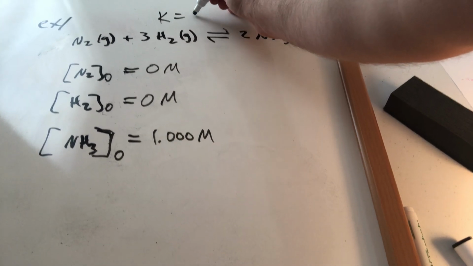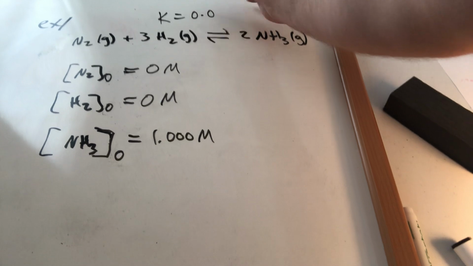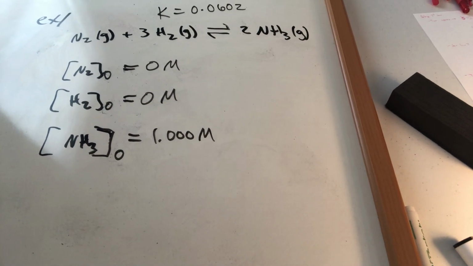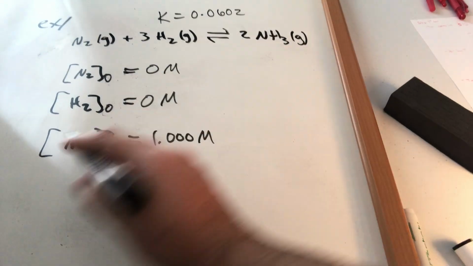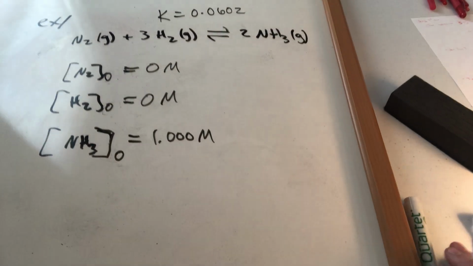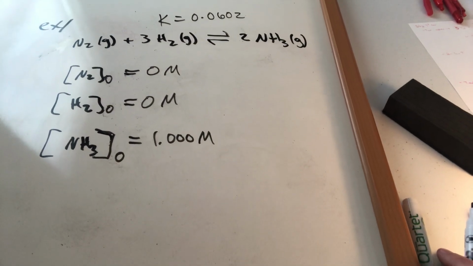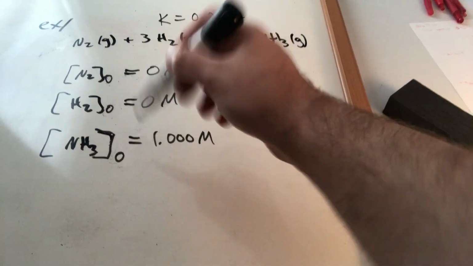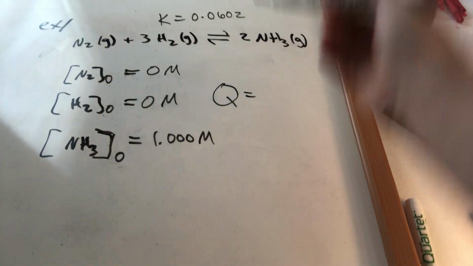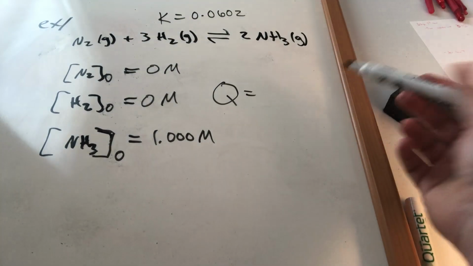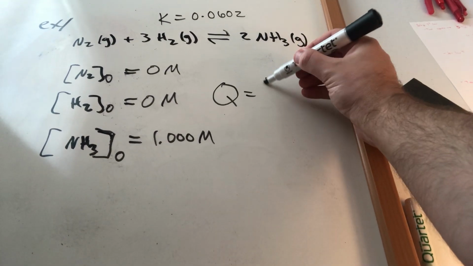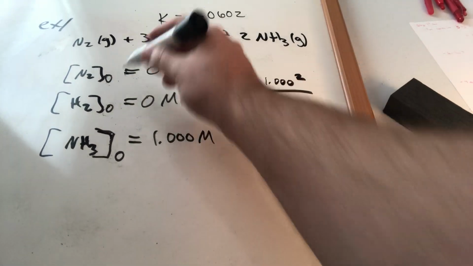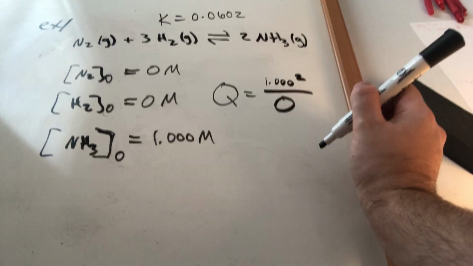We're able to use the information from the previous slide to know that this is 0.0602. That's what K is. If I take a look at this, what's going to happen with this initial setup? When I go to calculate my Q, because remember, that's going to tell us what's going to happen with the reaction. Q is the GPS, K is the target. Well, I'm going to put 1.000 here, and I'm going to square it. And the denominator only has zeros.